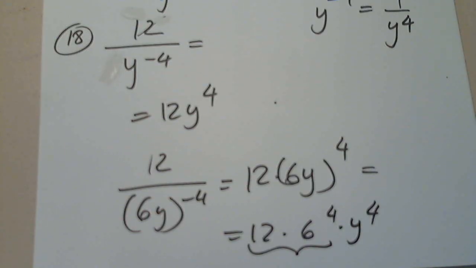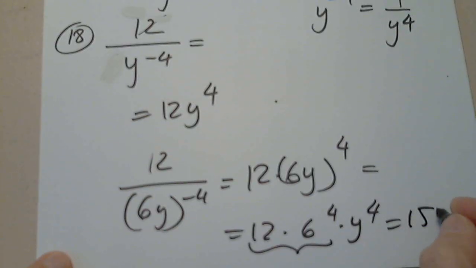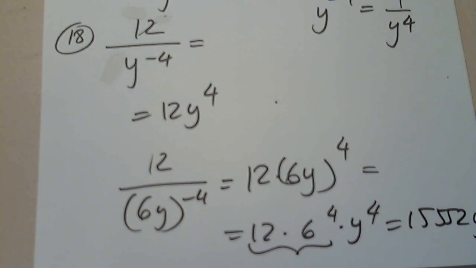12 times 6 to the 4th power. And I get 15,552 y to the 4th. So there is no change. Whatever quantity has a negative exponent and it is found in the denominator, the whole thing goes to the top. Alone or not alone, it doesn't matter. The rule is the same.